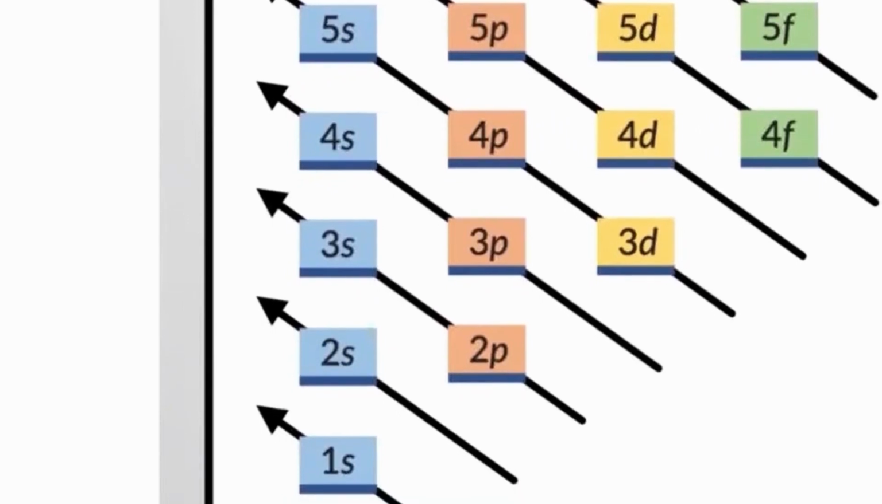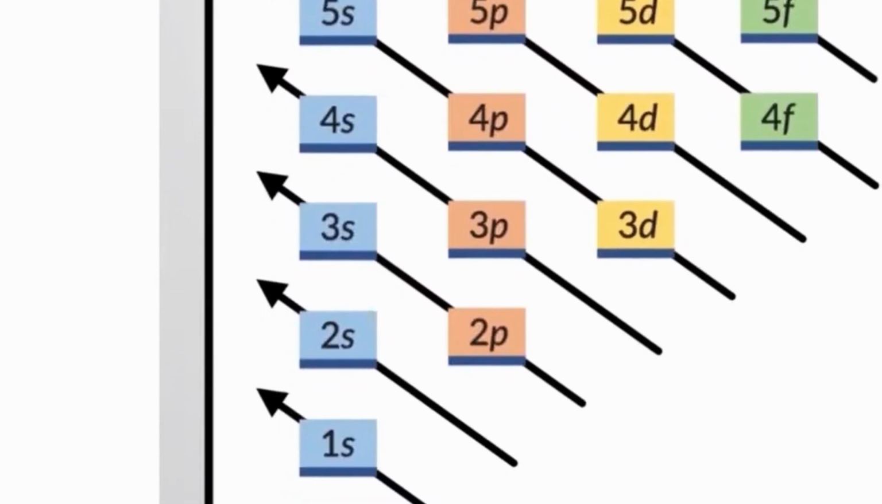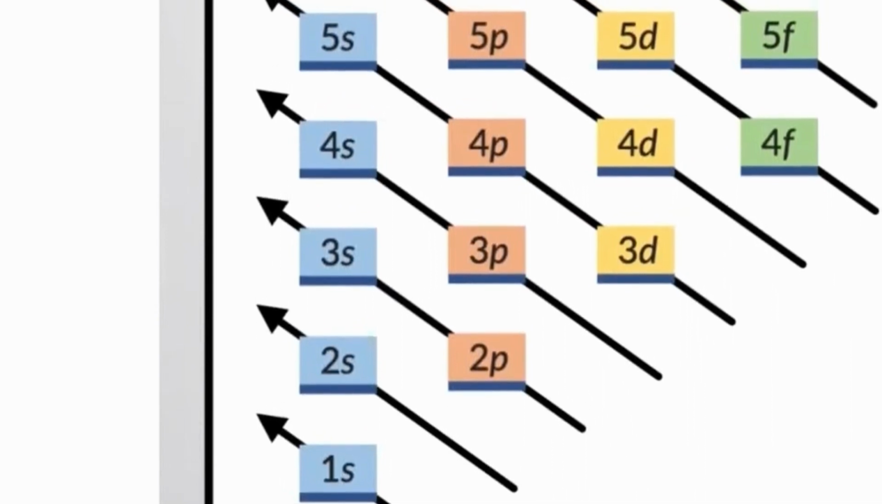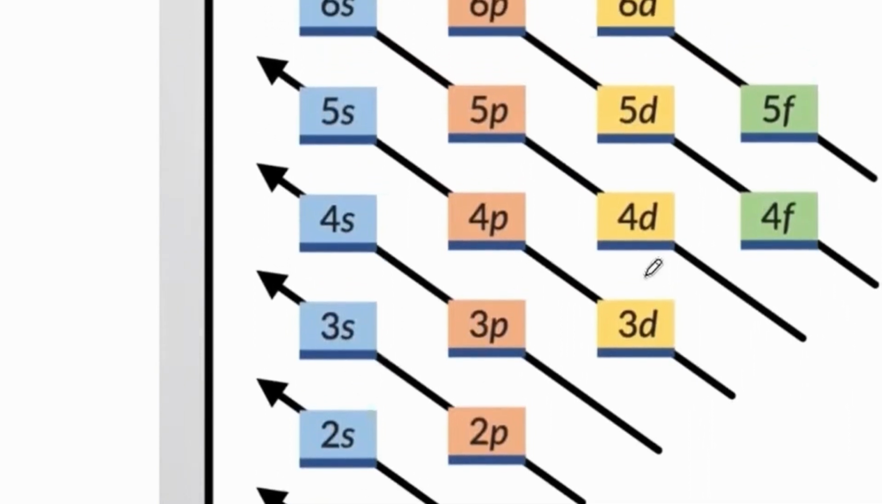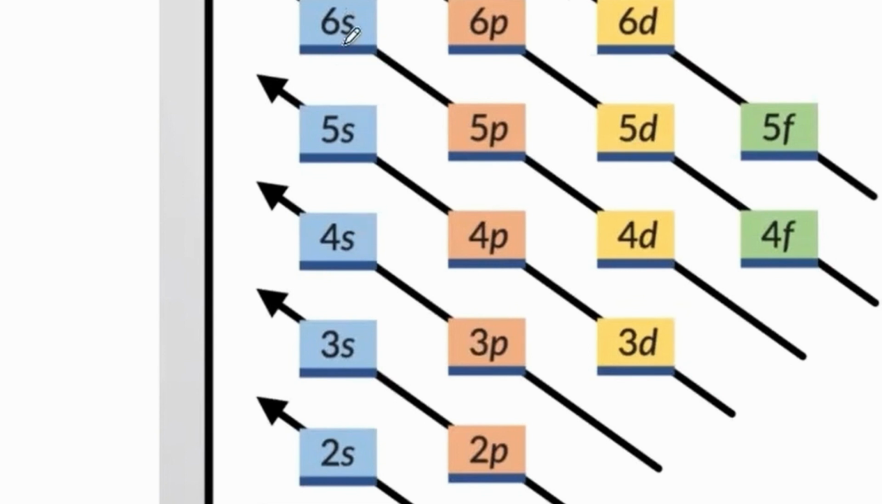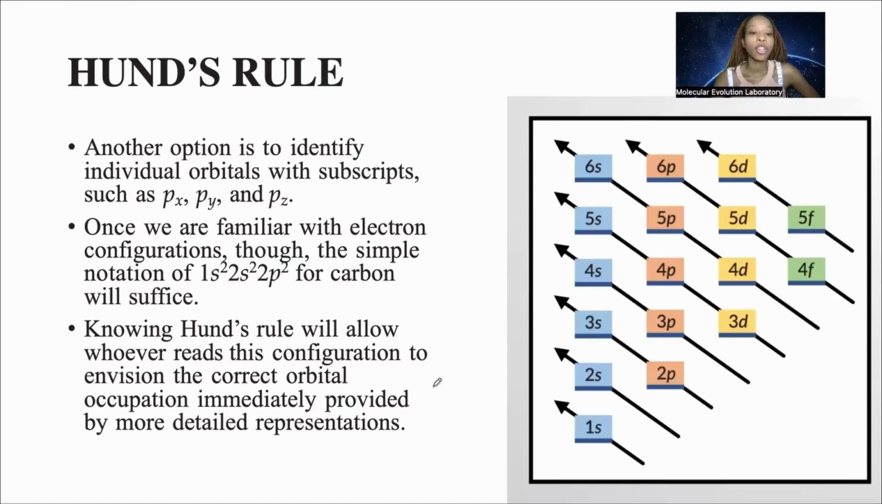Once we are familiar with the electron configuration, the simple notation of 1s2, 2s2, 2p2 for carbon will suffice. You can write it a lot of different ways in order to fully express the correct way of deriving the electron configuration. Knowing Hund's rule will allow whoever reads this configuration to envision the correct orbital occupation immediately, as provided by the more detailed representation. You can start by writing the quantum numbers as well as the subshells in specific order. As soon as you know what the atomic number is, you can eliminate accordingly.